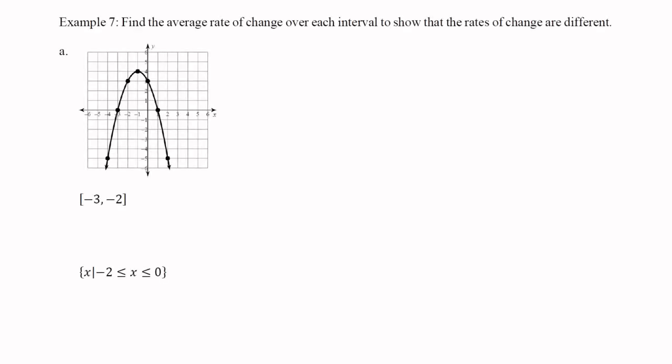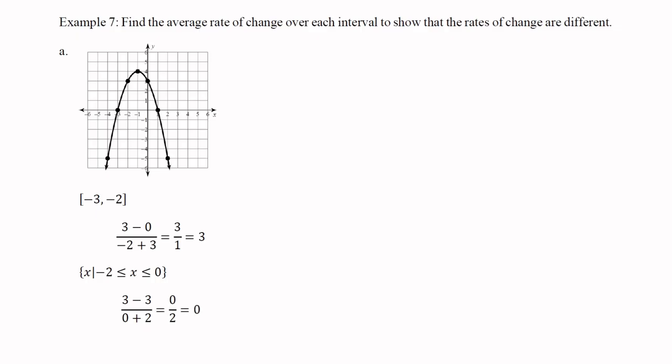So let's look at a quadratic function. We're going to find the average rate of change over each interval to show that the rates of change are different. So from negative 3 to negative 2, we find what our y values are, put in our rate of change, and we get 3 over 1, which is 3. From negative 2 to 0, we put in our y's that go with those x values, and we get 0 as our rate of change.